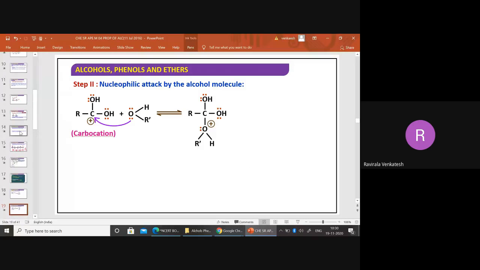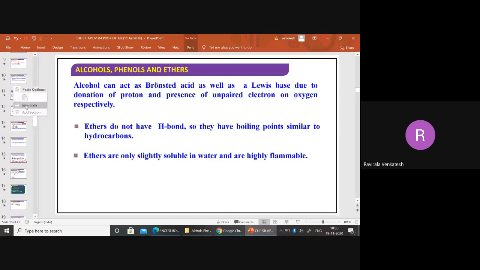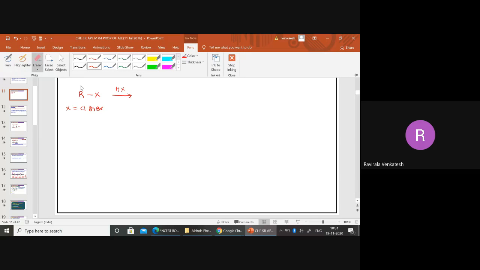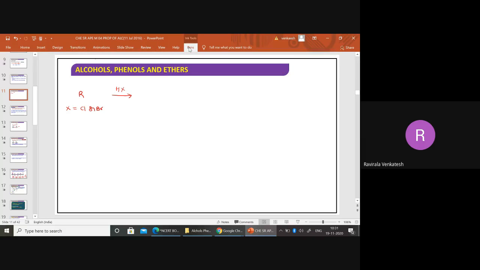Now we'll do one thing here. If I take alkyl halide RX, where X equals chlorine or bromine, reacting with HX. Sorry, this is an alcohol, ROH. Here X is chlorine or bromine. Only alcohols will react, not phenols. Remember. Now what happens? Water is removed and X attacks here, so we get alkyl halides.